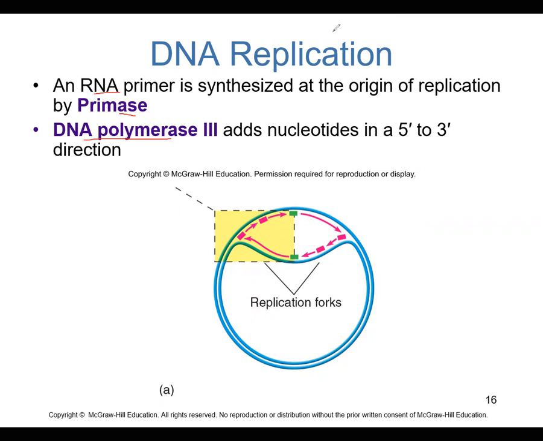I'm going to change the color of my pen here, and this will be a 5, and right over here where this arrow is a 3, because it's building 5 to 3 prime. So right over here, 5, 3, and it builds in that direction, toward the replication fork, as we call these things. These are called the leading strands right here. These are continuous. You'll see that on the next slide.